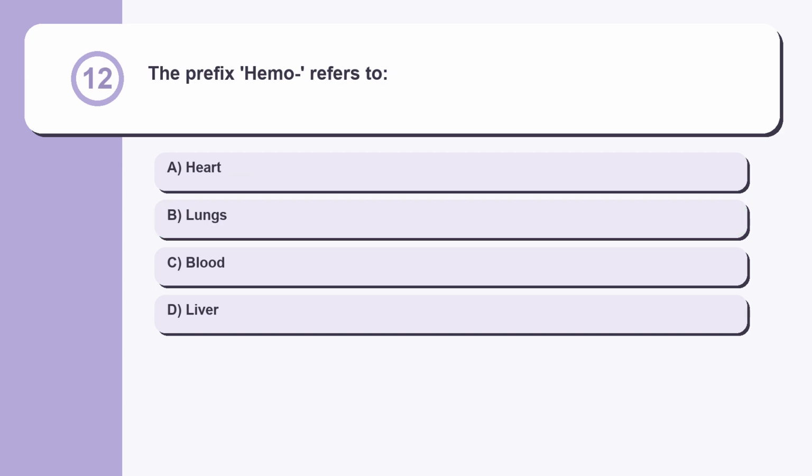Question 12. The prefix hema- refers to heart, lungs, blood, liver. Hema means blood.